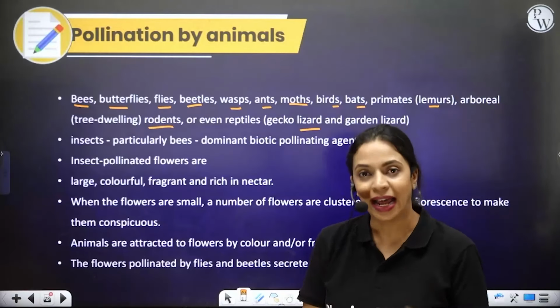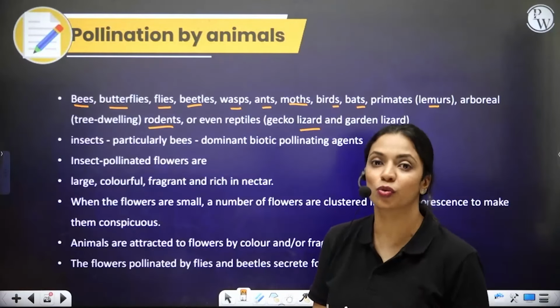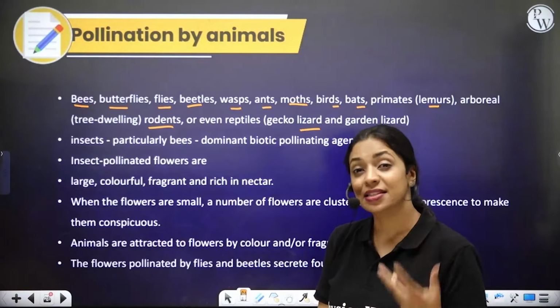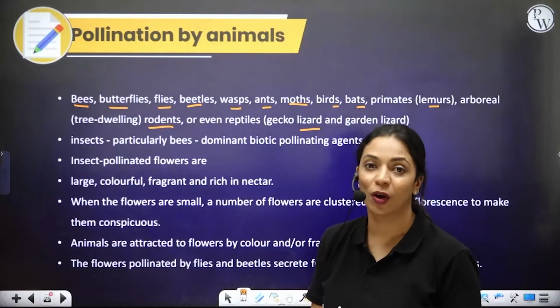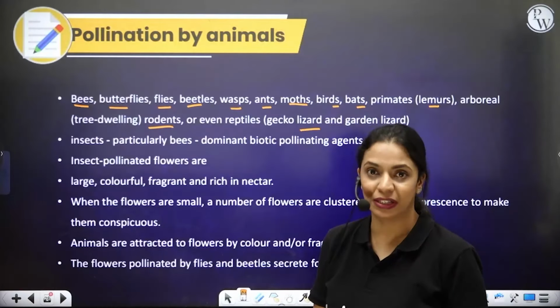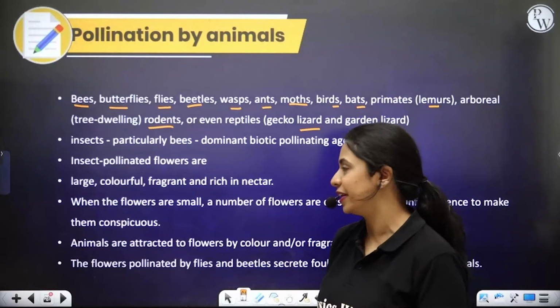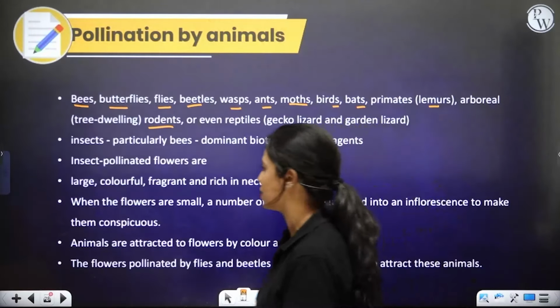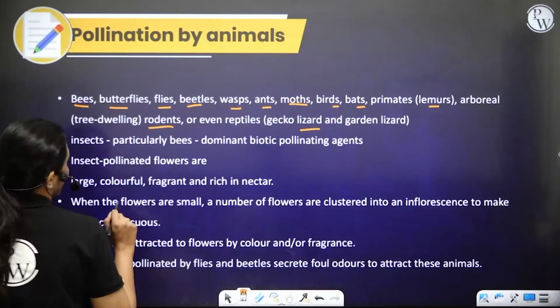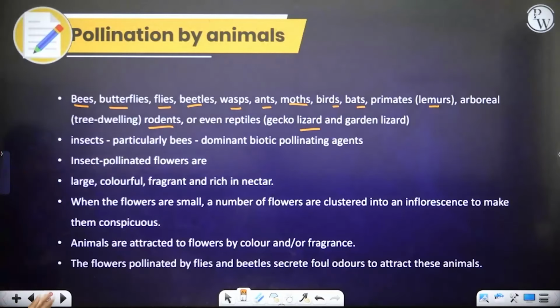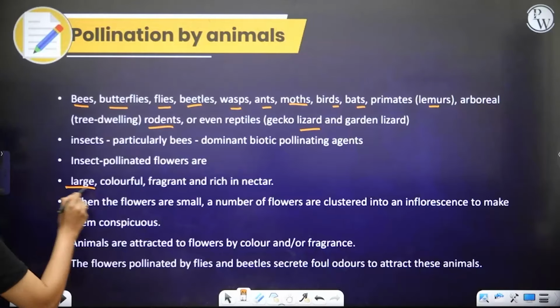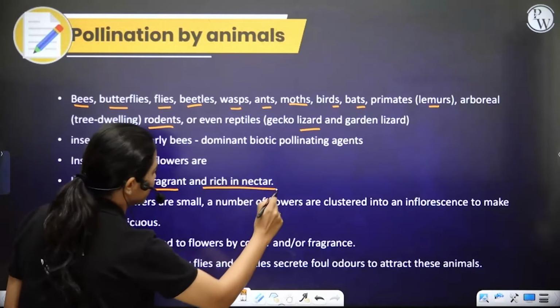If an animal is helping in pollination, we call it zoophily. Specifically, if insects help in pollination, then we call it entomophily. Usually, among insects, bees are the most important pollinators for several species of plants. Okay, so usually these insect pollinated flowers show some characteristic features. They are very large, colorful, fragrant and rich in nectar.